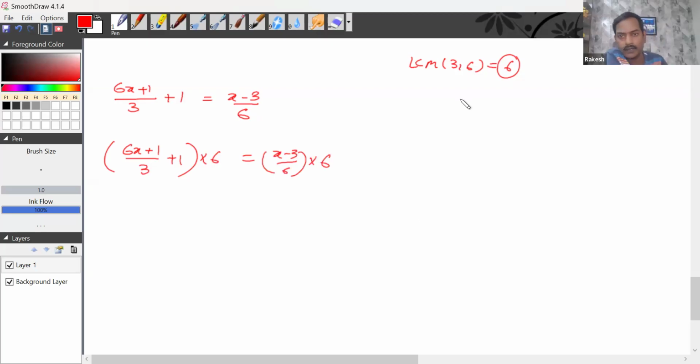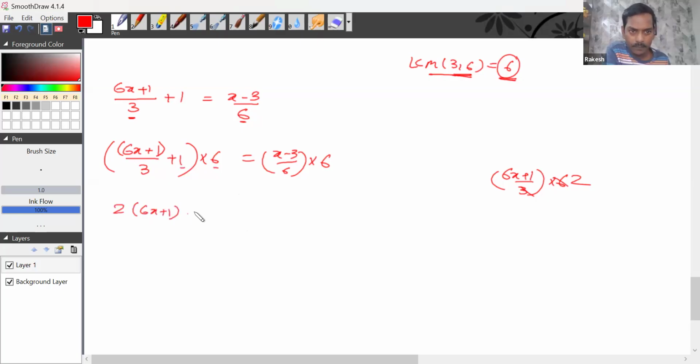Why have I taken the LCM of 3 and 6 only? Because here the denominator is 3, here the denominator is 6. So let us take the LCM. This LCM will help me get rid of these terms in the denominator. 6 multiplied by this entire thing, right? (6x plus 1) divided by 3 when multiplied by 6, the 3 will be gone 2 times, right? This will be multiplied by 6. So here it will be 2 times (6x plus 1) plus 6.